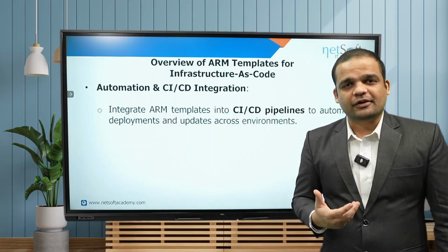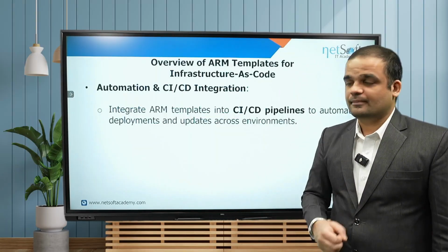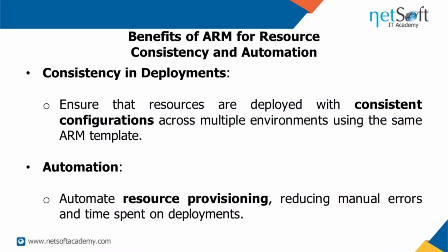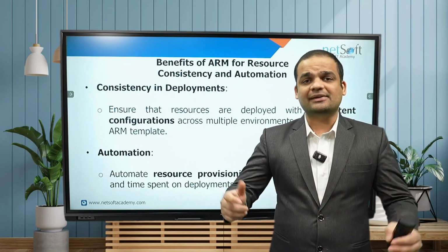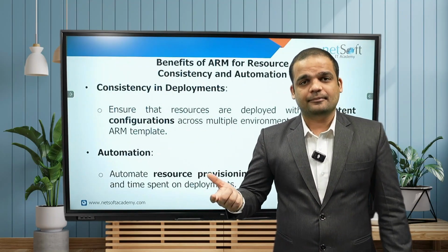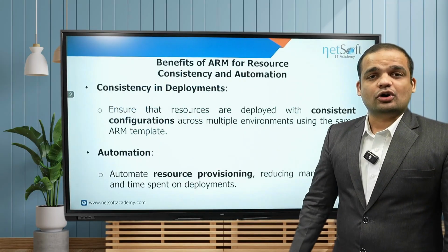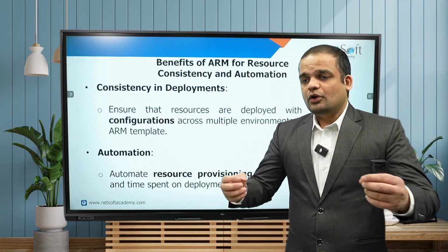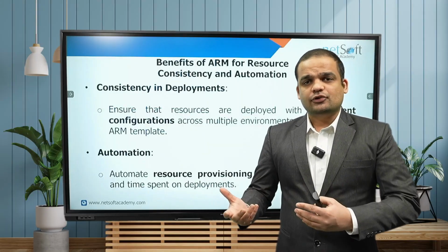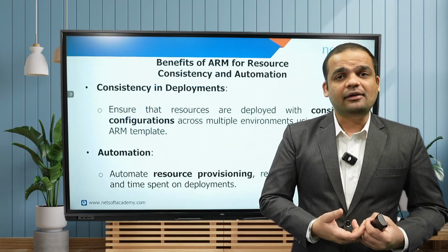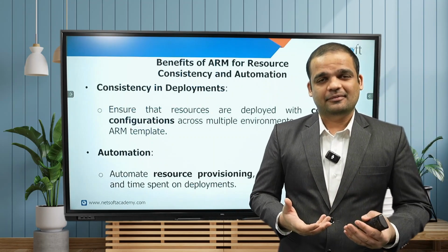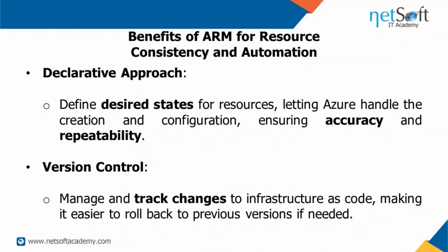Now, what are the benefits of ARM for automation? Well, if you use templates, you will ensure consistency. Here, you can ensure resources are deployed in the same way across all the environments again and again. You can take advantage of automation. Here, you can automate resource provisioning to reduce manual errors and save overall time. Plus, you can actually link multiple scripts together. That is your version control.